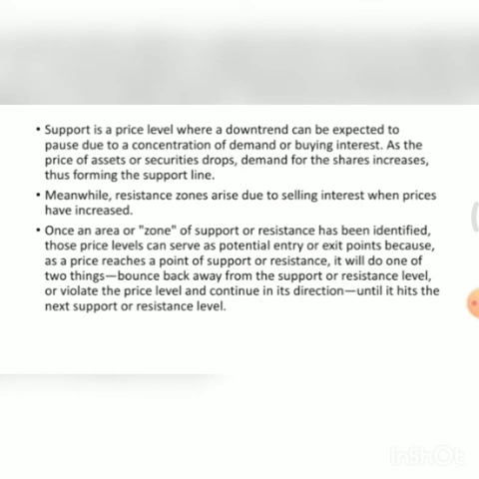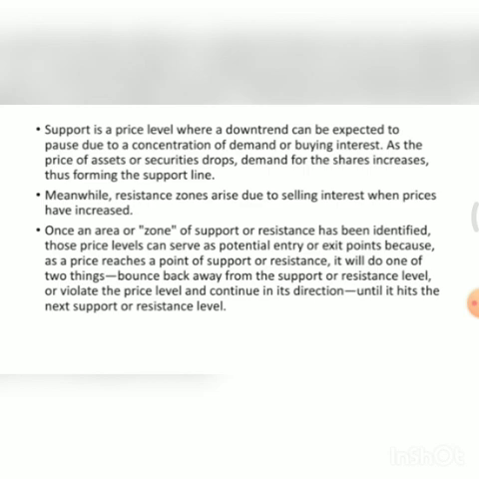As the price of assets or securities drops, demand for the shares increases, thus forming a support zone. Meanwhile, resistance zones arise due to selling interest when prices have increased. As the price of the asset increases, the sellers will be eager to sell their assets, so there will be more sellers at the resistance zone. As the price drops, there will be more buyers, because the demand for shares will increase at the support zone.